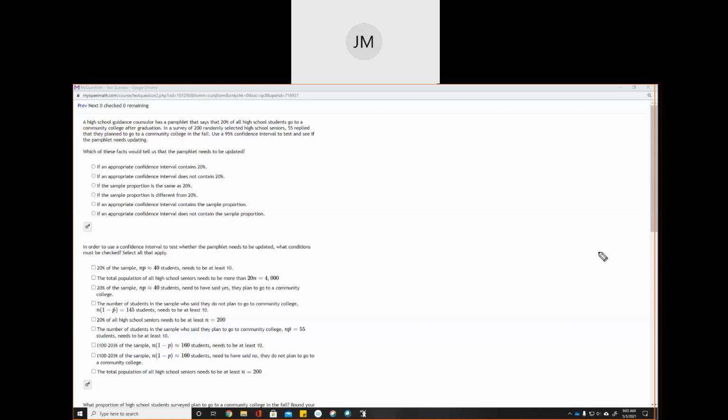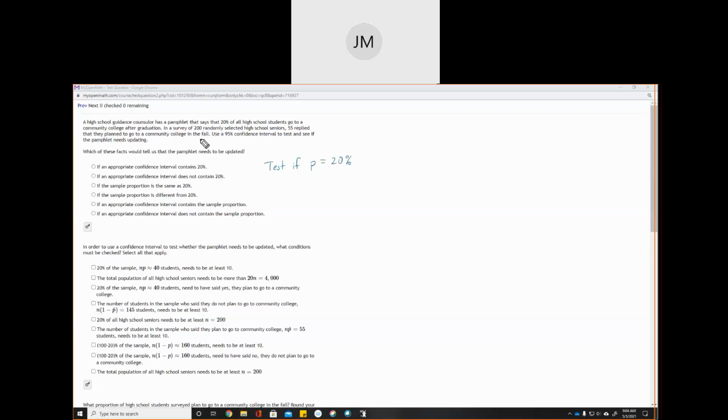Okay, so what I'm going to do to begin with is to copy down the information in that paragraph in our math symbols. So the first sentence, a high school guidance counselor has a pamphlet that says 20% of all high school students go to community college. So that's going to be a percentage of everyone. So that's our parameter P. So we want to see if, or test if, P is equal to 20%.